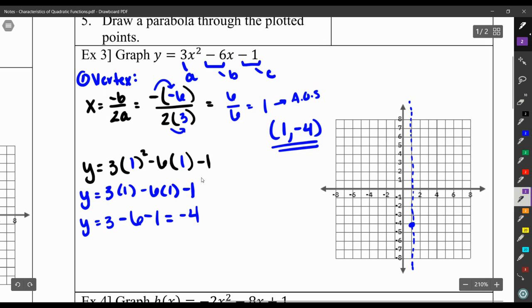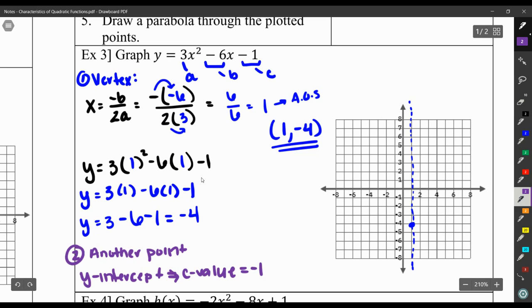Now the second step is you need another coordinate. Well, it doesn't matter what other points you have, I need another one. Since we are in standard form, however, I can easily find the y-intercept. The y-intercept is that c value. And since c is equal to -1, that means your y-intercept is at 0, -1 right here. Now, if you can't remember that this is the y-intercept, you can still pick any x value along the x-axis, substitute it in to find its corresponding y value, and you will still get the correct quadratic graph.